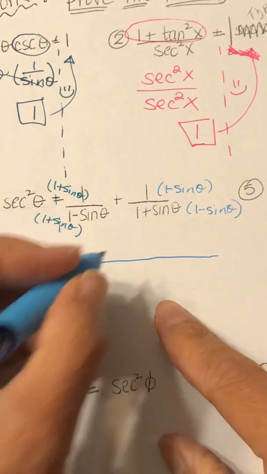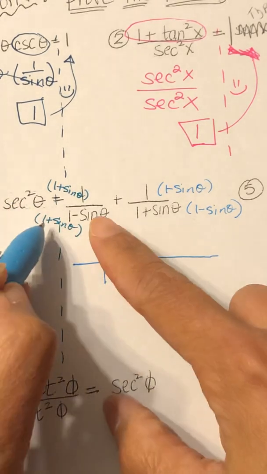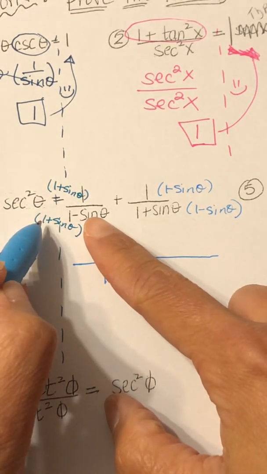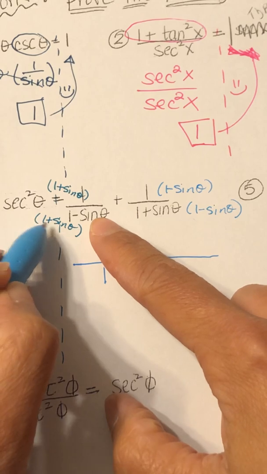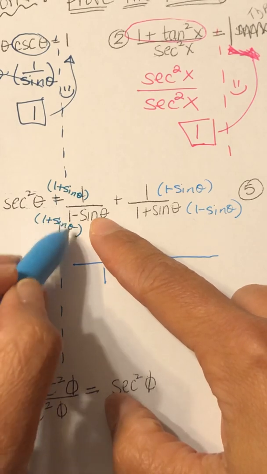So 1 times 1 is 1. And we know that 1 times negative sine theta is negative sine theta. Sine theta times 1 is positive sine theta, so the sine thetas will cancel.